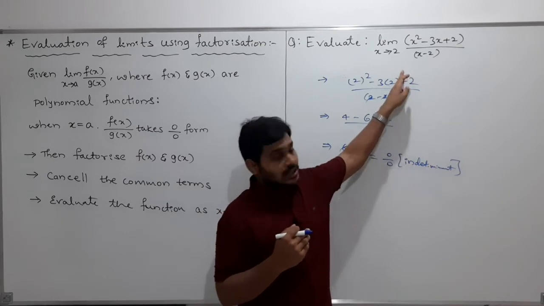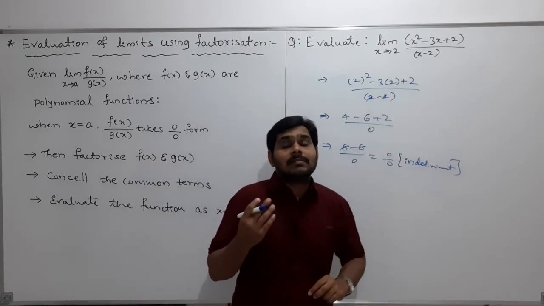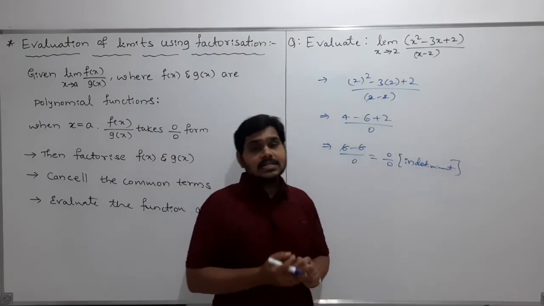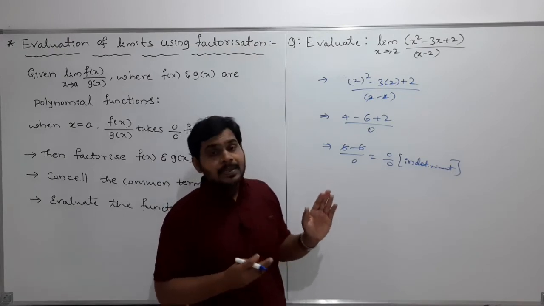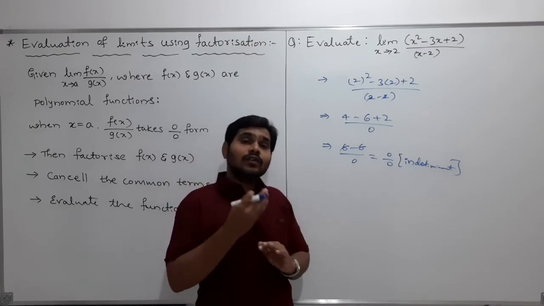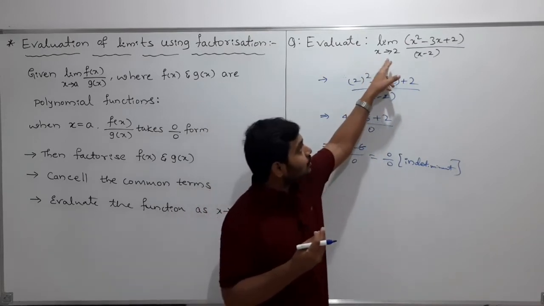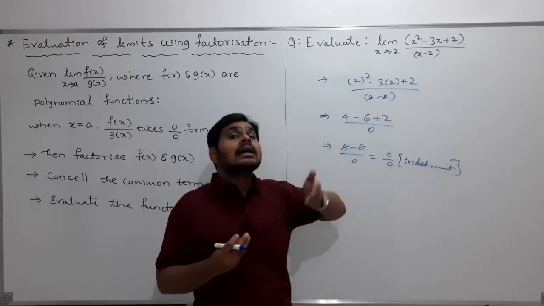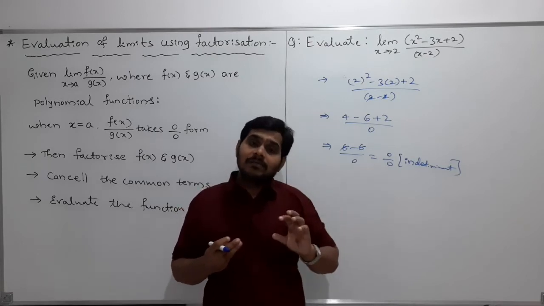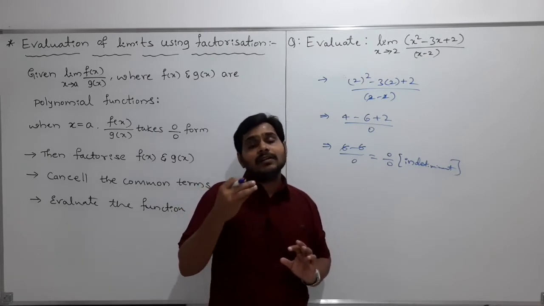If the given question is factorizable, it means if we factorize, then we can simplify. If it is factorizable, then first we will factorize and then substitute this x tends to 2 value. After that, if you are getting some number, that is the required limit value.